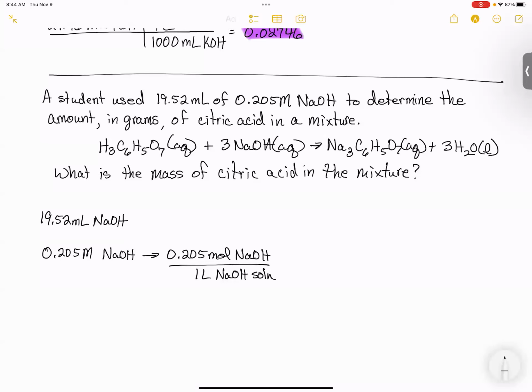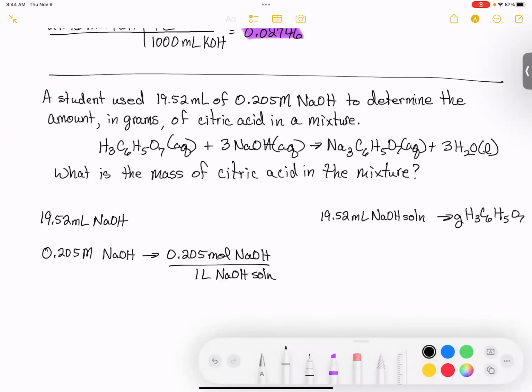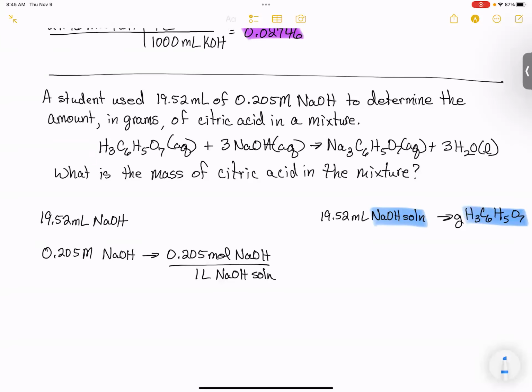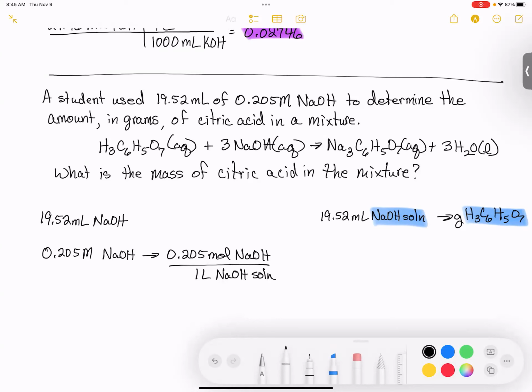Looking at what I was given, I want to start with something that has only one unit. So I will be starting with the 19.52 milliliters of sodium hydroxide solution, and it is that I'm going to convert to grams of citric acid. Breaking this down, sodium hydroxide solution and citric acid are two different things, so I'm going to need a mole-to-mole ratio.